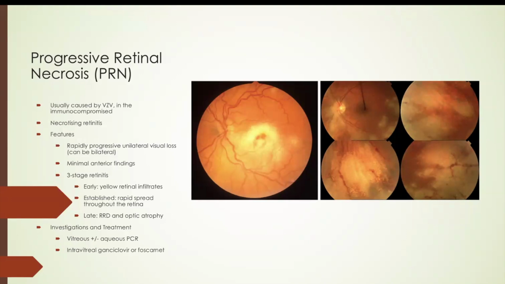You have a sort of three-stage retinitis. It starts off with these yellowish infiltrates. They then spread around the retina, and then you can develop a rhegmatogenous retinal detachment and optic atrophy. You're going to think about doing vitreous sampling in a patient like this, and these are patients who are going to get some intravitreal ganciclovir or foscarnet, and they may actually get that several times. And if I'm honest with you, in terms of prognosis, patients with progressive retinal necrosis and also acute retinal necrosis, unfortunately, tend to do quite poorly.